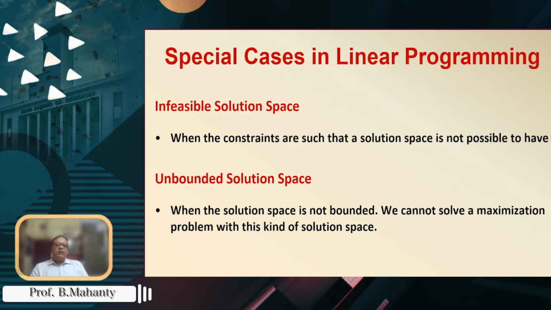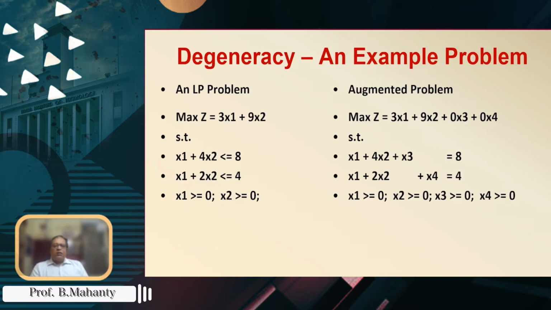But for a maximization problem, it is definitely going to be a major problem because in that case, the optimal solution may be infinity. So these are the four different cases that we shall discuss, and today we shall discuss what is known as degeneracy that occurs when there is a zero value in the basis.